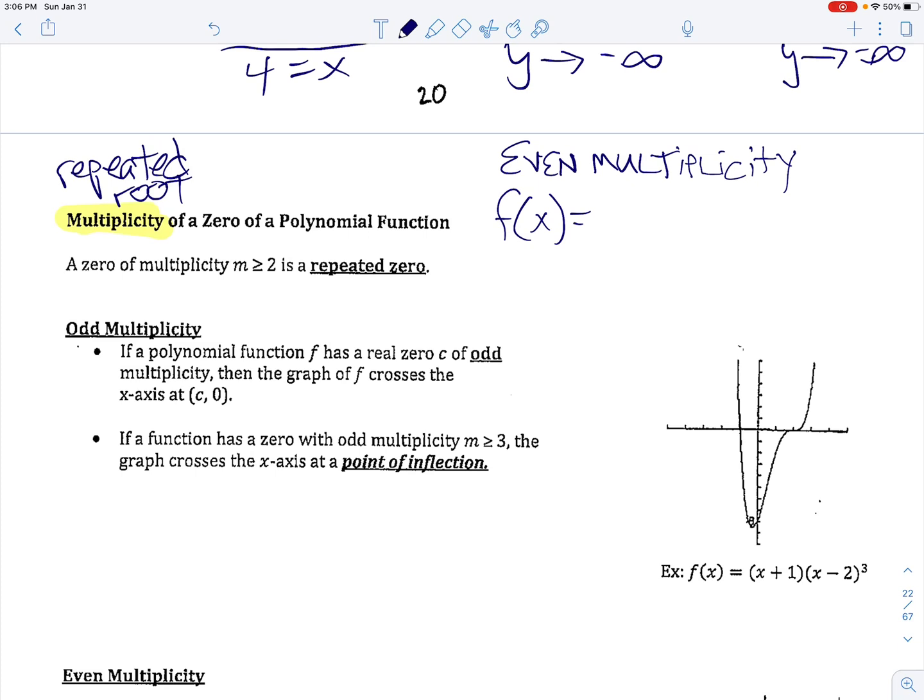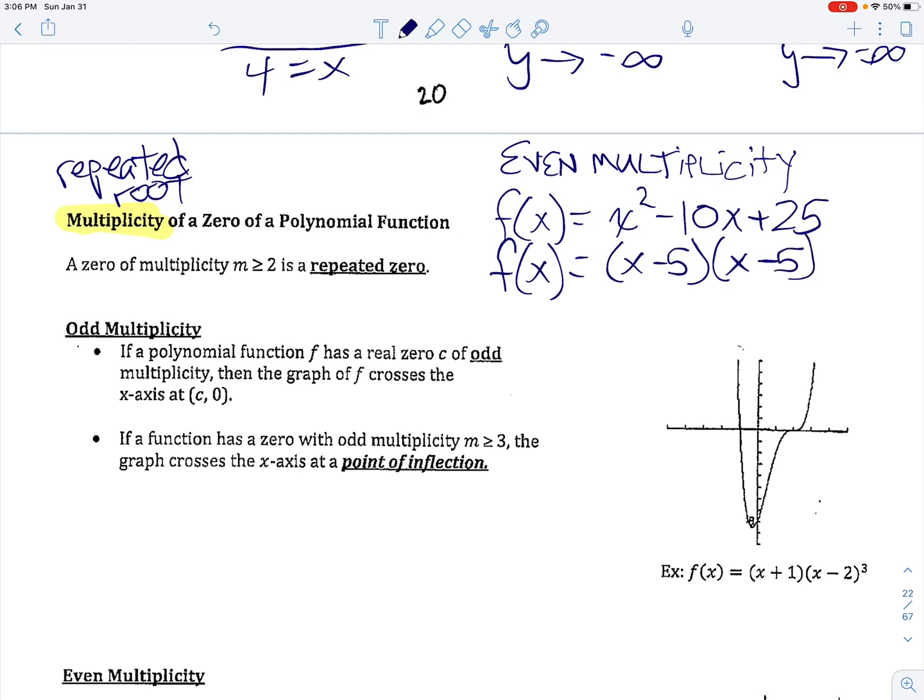So let me give you something like this. F of x will equal x squared minus 10x plus 25. So I give you that function here, and we're gonna factor. Numbers that multiply to 25 and add up to -10 will be -5 and -5. Set those factors equal to 0. You get x equals 5, x equals 5.